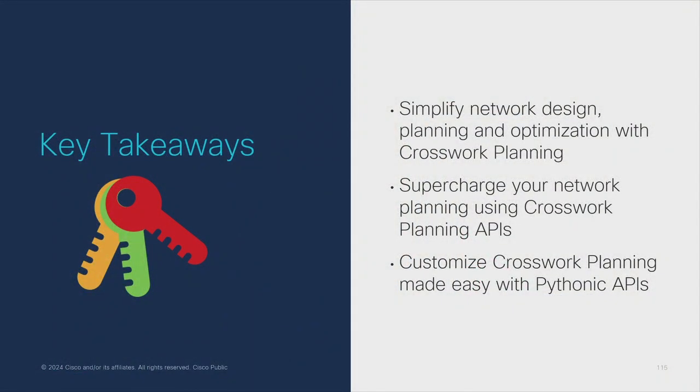So with that, I completed all the demonstrations for today. I would like just to share some key takeaways. As you could see, you can simplify and automate your network design, planning, and optimization using cross-site planning. But you cannot stop there. You can go further. You can supercharge your network planning using cross-site planning APIs. And using cross-site planning API for customization is really easy with the Pythonic APIs.